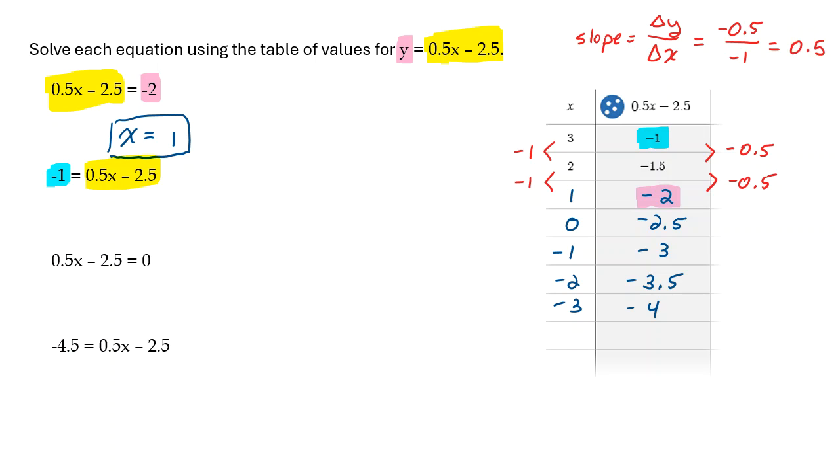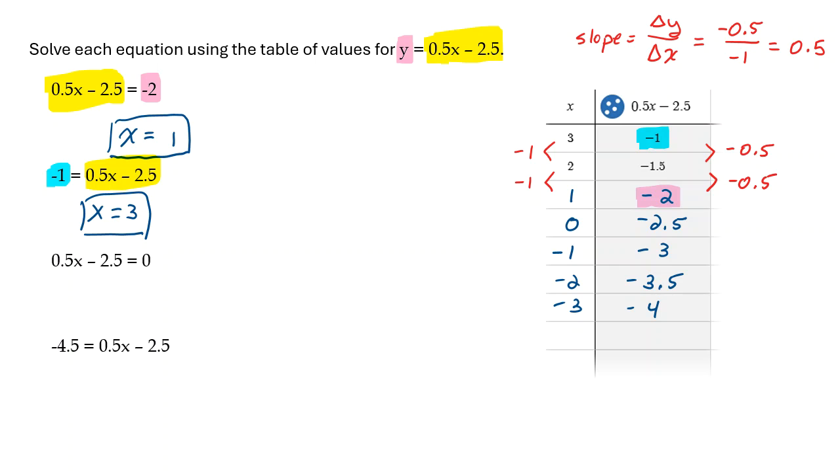In this case, our output is -1. So I want to go over here in the outputs of my table, and find where the output is -1. The input that produces that output is 3. So x equals 3 is the answer. The next couple are a little bit trickier because the output does not appear on the table.